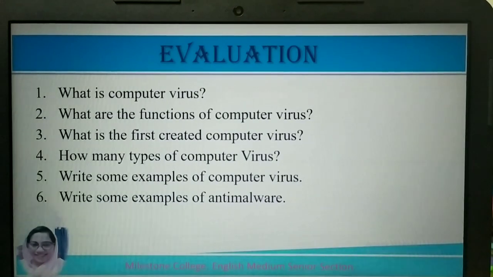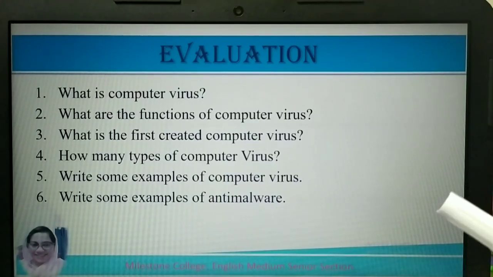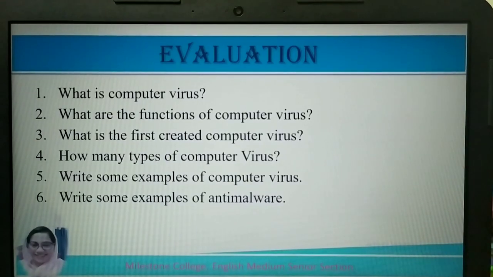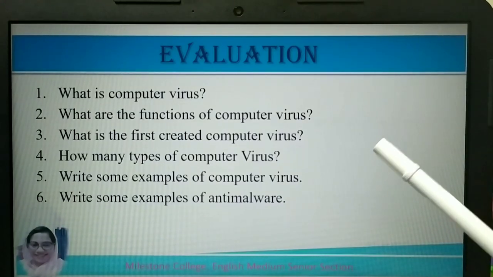Now tell me, what is a computer virus? I have already told. Then function: it reboots your computer, hangs your computer, freezes your computer. These are the symptoms. What was the first invented computer virus? Creeper. Very good. How many types of computer virus? Two, resident and non-resident. Examples of computer viruses we have seen are Brain, Vienna, Jerusalem, Ping Pong, Michelangelo, and Anna Kournikova. You must see her image on Google. Some examples of antivirus programs we just learned: Panda, Kaspersky, Nimda, etc.